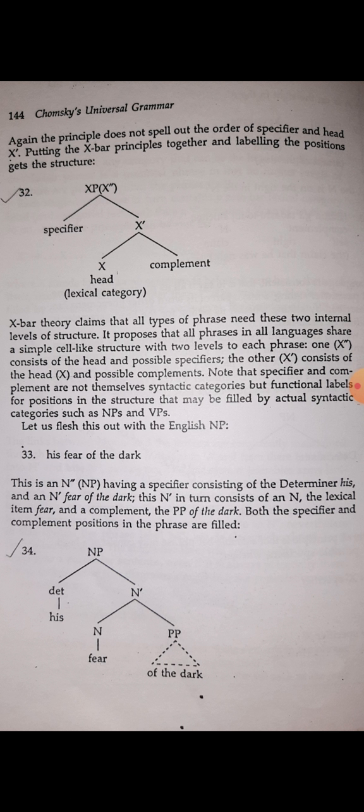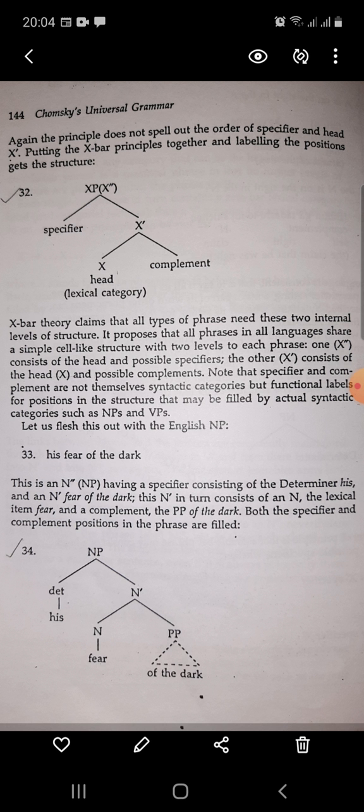First, he has given the formula in 32, and he has shown the example also at number 34. Noun phrase: determiner, his, and N bar, fear of the dark. His fear of the dark. His is a determiner, fear of the dark. So this is the actual relationship. Fear of the dark is in actual relationship. So we can omit his. Without his, the meaning is complete.